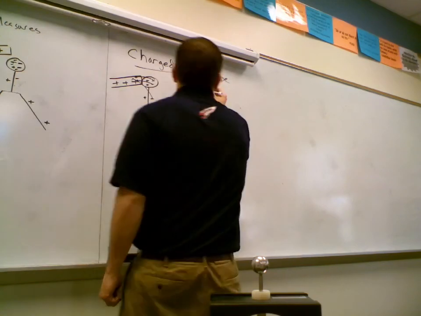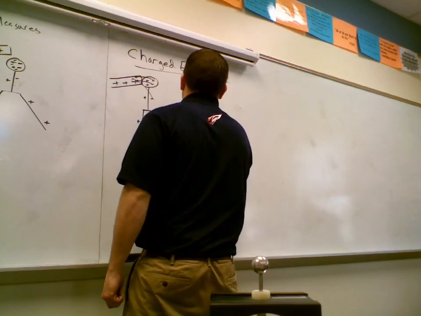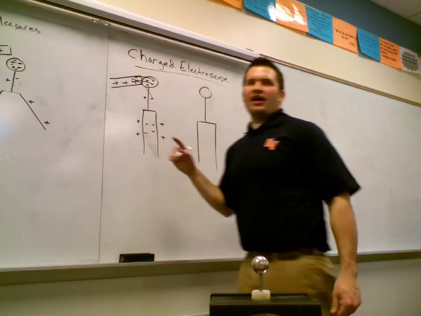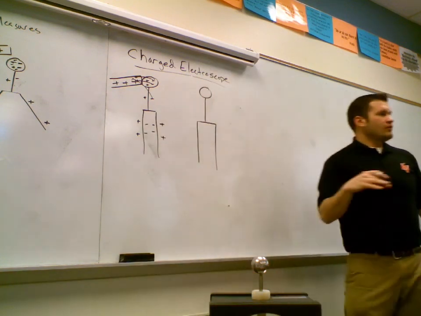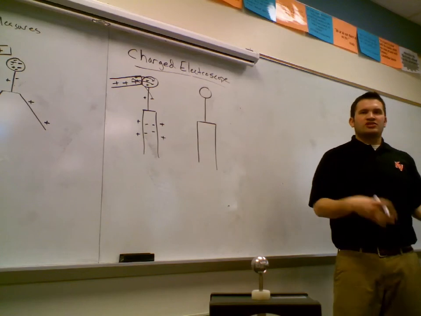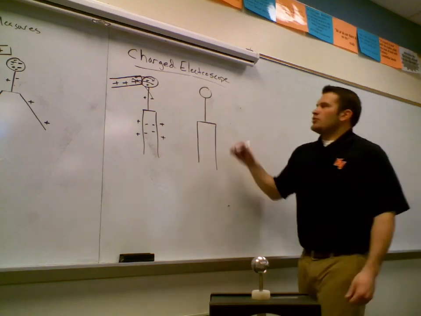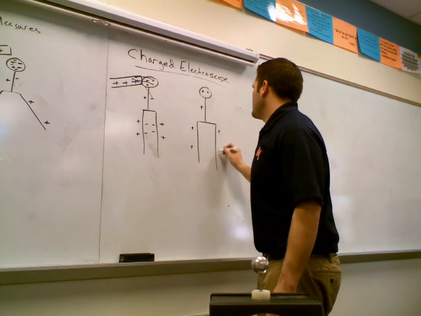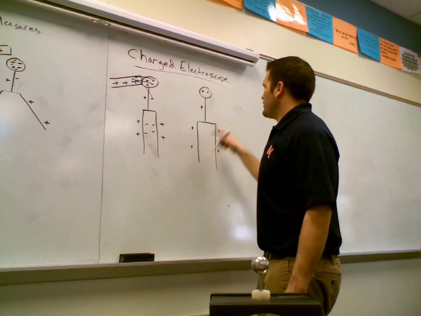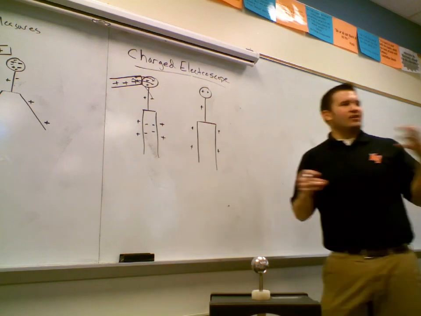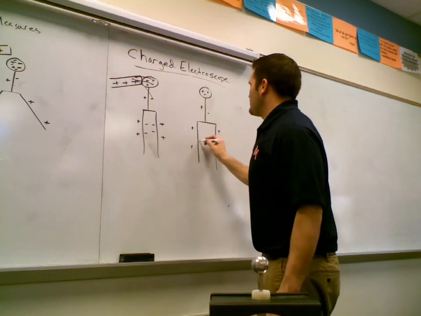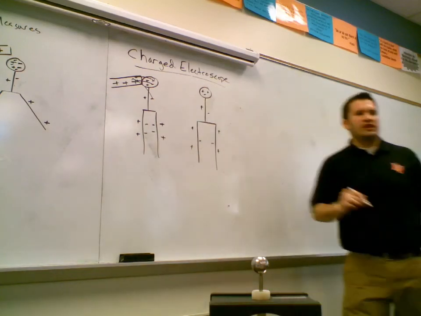So what we're left with then, we had 7 negatives. Now we only have 4 because 3 left, right? So we have our 7 positives: 1, 2, 3, 4, 5, 6, 7. We have our 7 positives and only 4 negatives, right? So those 4 negatives will evenly distribute themselves because they still don't like each other.